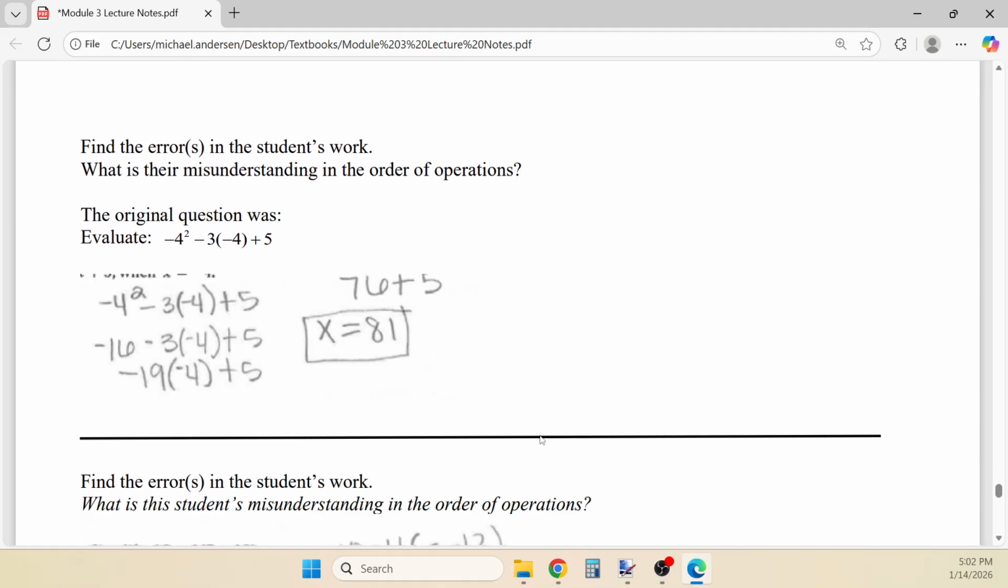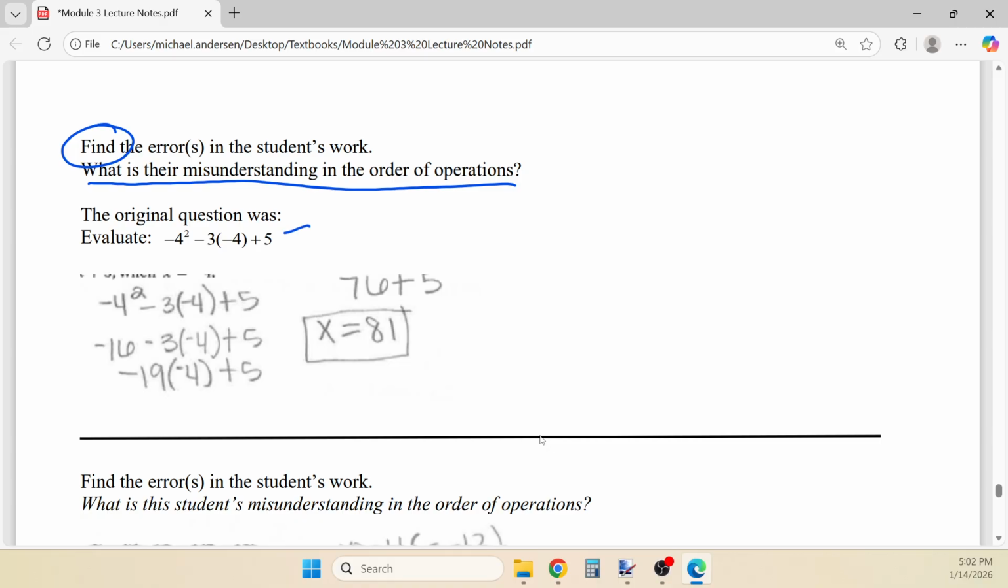Let's do this. We'll find the error in the student's work. I know I told you to look for questions and commands. And then I just started from the beginning of the paragraph, but find is a command. It's telling you to find an error. So we want to find the error, and we want to know what type of error they made. What is their misunderstanding in the order of operations? Explain what the error is.